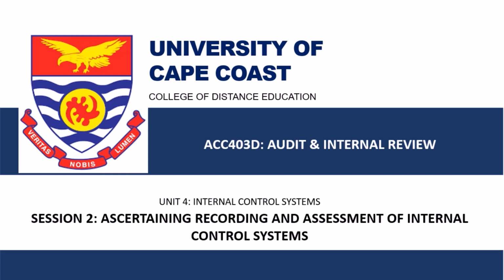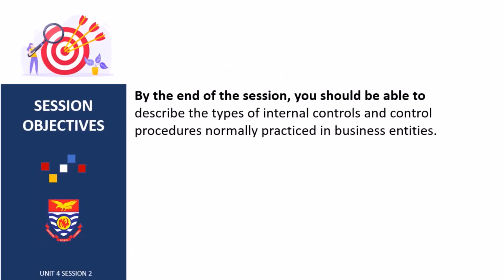In this lecture, we are looking at session 2 of Unit 4. In session 2, we are looking at ascertaining, recording, and assessment of internal control systems. At the end of this session, these are the objectives that must be achieved. You should be able to describe the types of internal controls and the control procedures normally practiced in business entities.